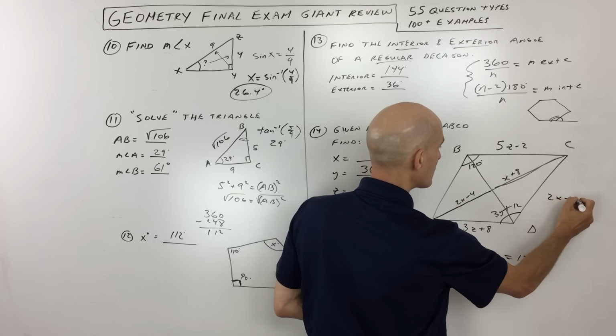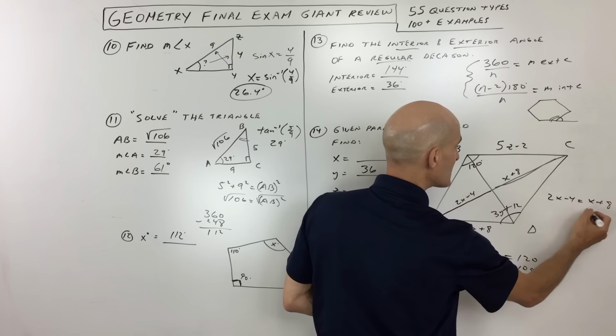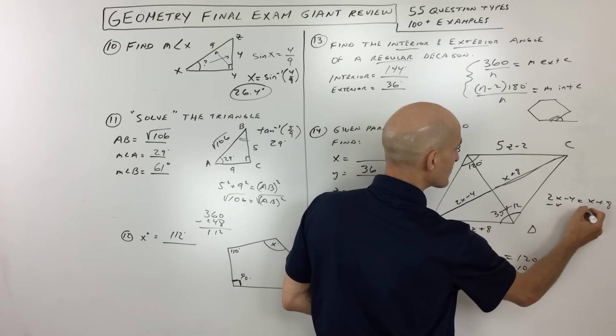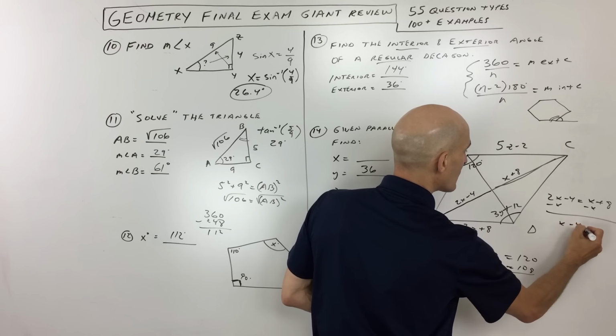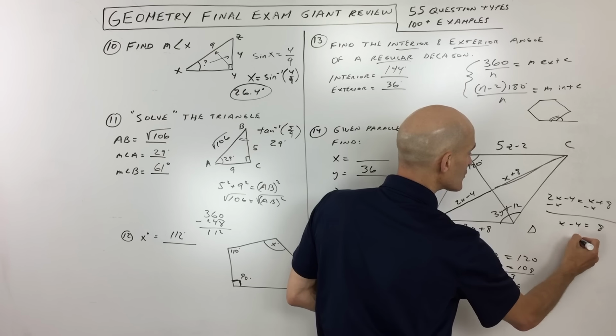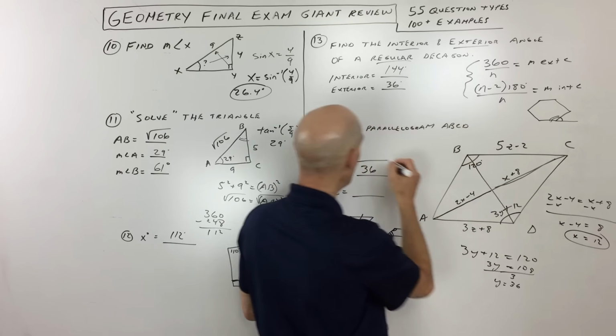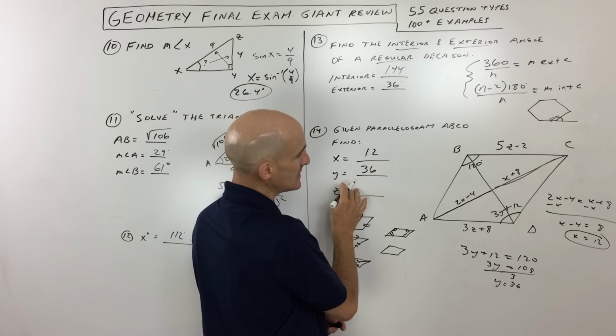So we've got 2x minus 4 equals x plus 8. Subtract x from both sides, right? That's going to give you x minus 4 is equal to 8. Add 4 to both sides, and you get x equals 12. Okay, that's good. And then let's see z.